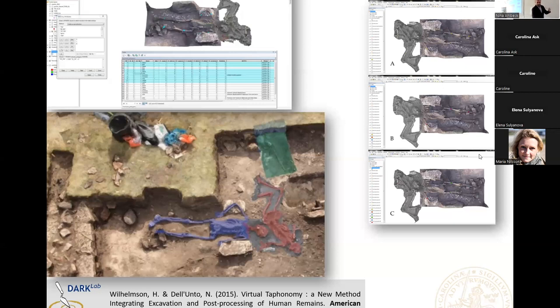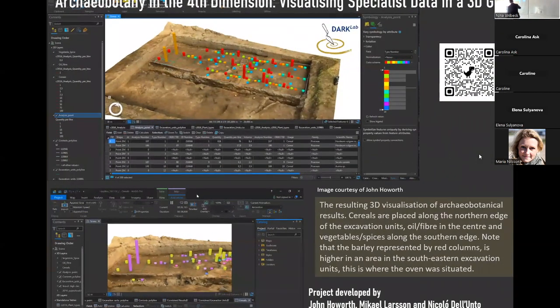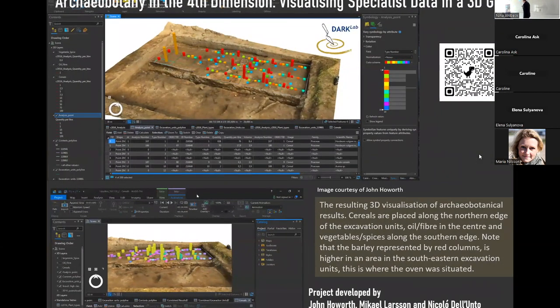So my point is, the quicker we engage with it, the better. And this is actually the work of one of our ex-students in collaboration with Miguel Larson and me, John Howard.